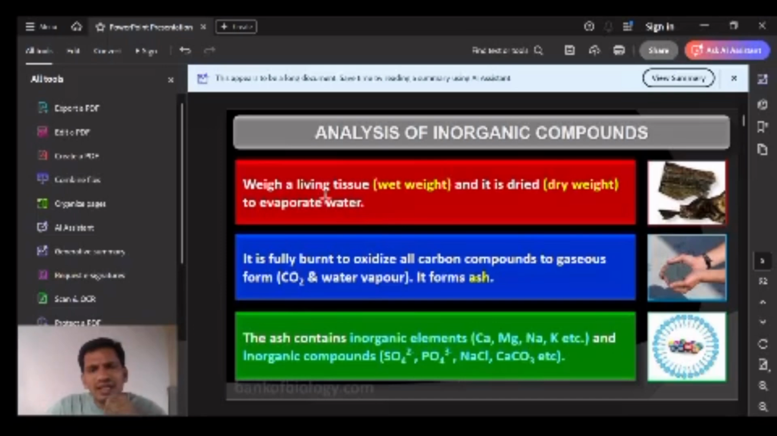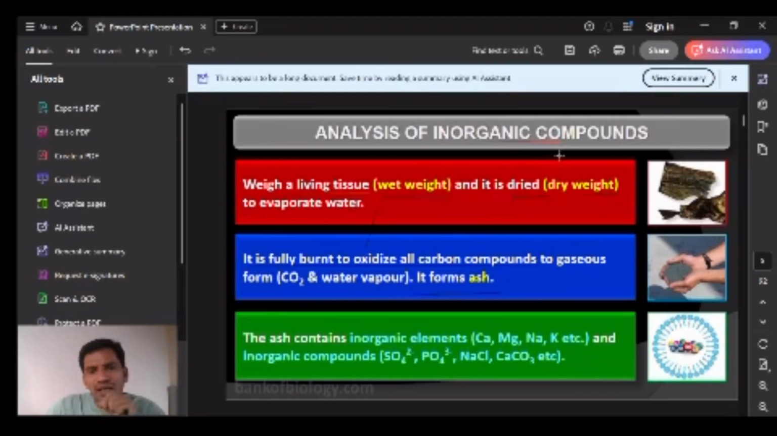Now, how do we analyse inorganic compounds? Take a living tissue and weigh it. That is the wet weight, which is more. Then dry it, so the water evaporates, and that is called the dry weight. Always take biomass as dry weight. Then it is fully burnt to oxidize all carbon compounds to gaseous form, and what remains is called the ash.